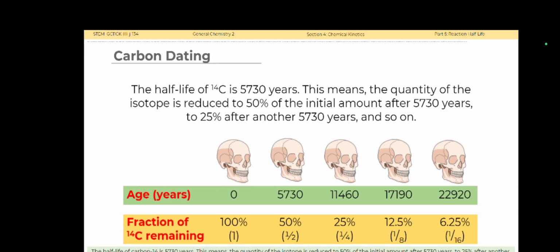The decay of the isotope obeys first-order kinetics. The half-life of carbon-14 is 5,730 years. This means the quantity of the isotope is reduced to 50% of the initial amount after 5,730 years, to 25% after another 5,730 years, and so on.